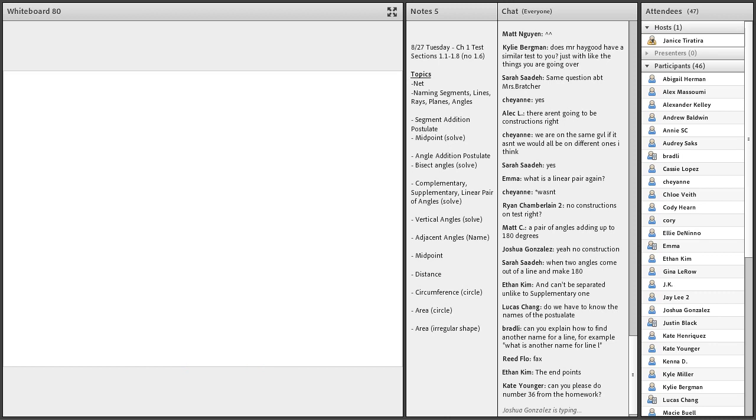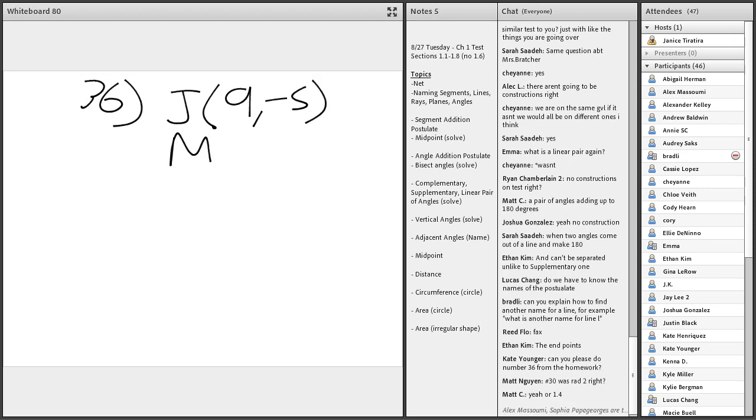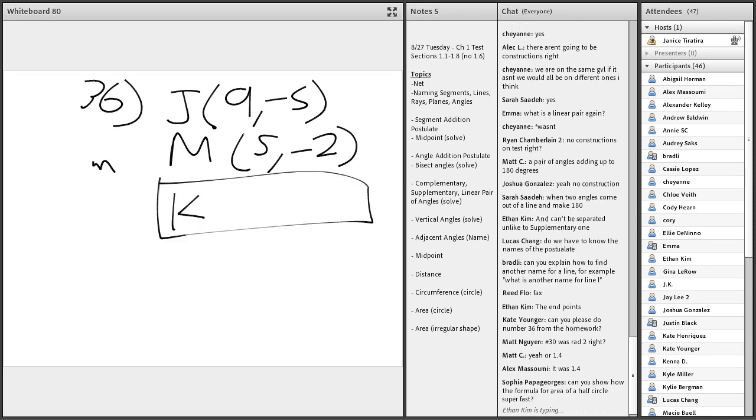Number 36, sure thing. And then how to find another name for a line. Yes, I can do that, Bradley, right after I do 36 from the homework. All right, 36 is midpoint. You're given J (9, -5). You're given M. Oh, M is the midpoint. Find K, the endpoint. This is the mid. This is the end.